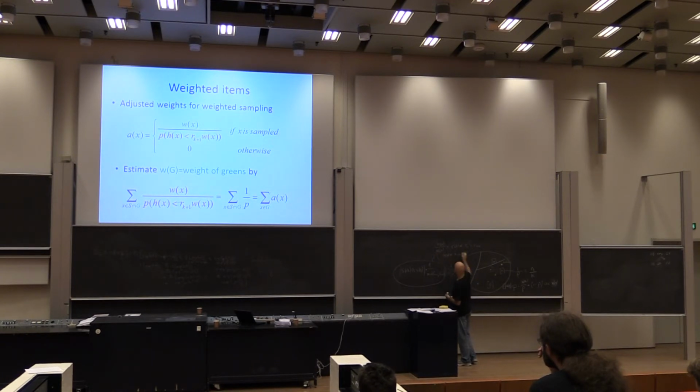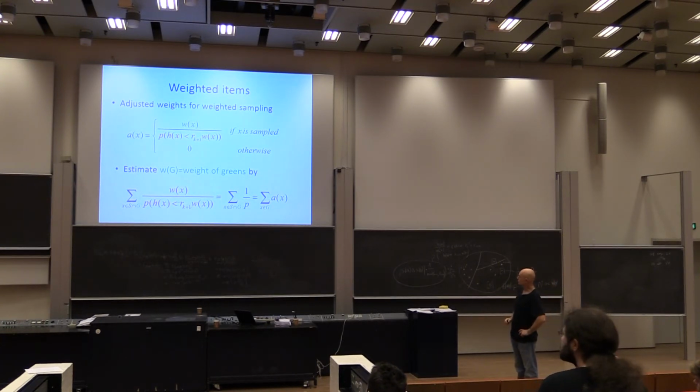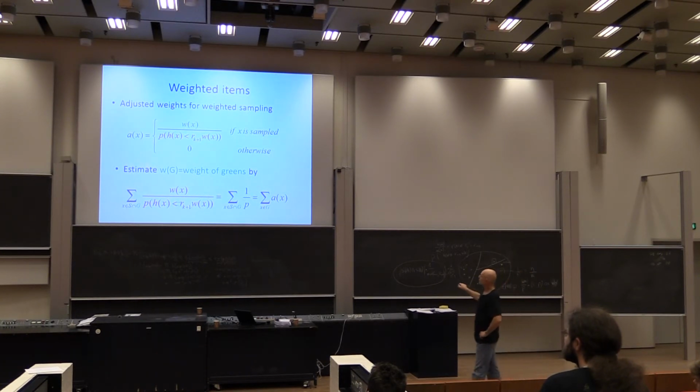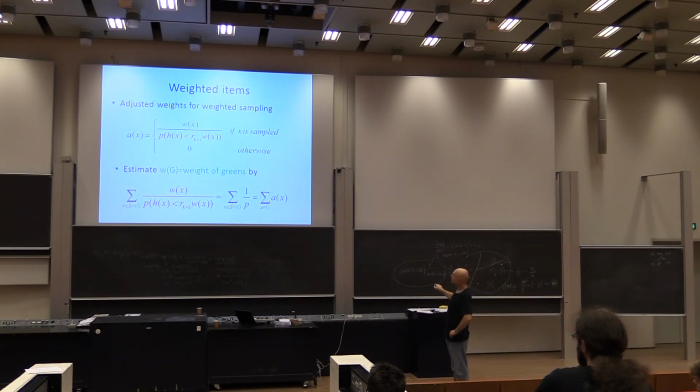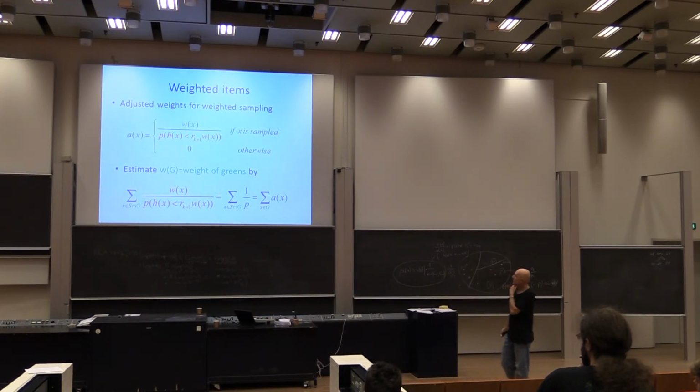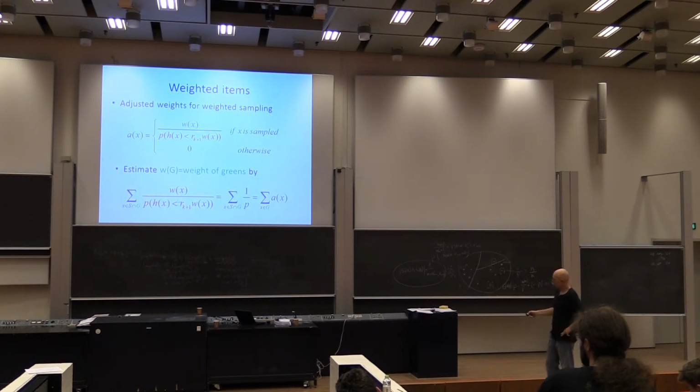This is the probability. The probability of this happening is the probability of having x in my sample. So the weight divided by the inclusion probability, which changes now when the items are weighted, and if x is not in the sample, it's 0. And again, I look at my sample, and I sum the adjusted weight of all the green items in my sample, and this is going to be an unbiased estimator for the total weight of the green items, which would have much less variance than the previous one.